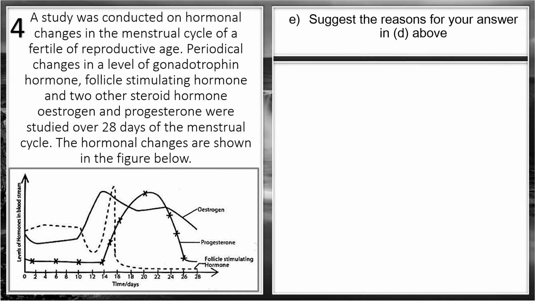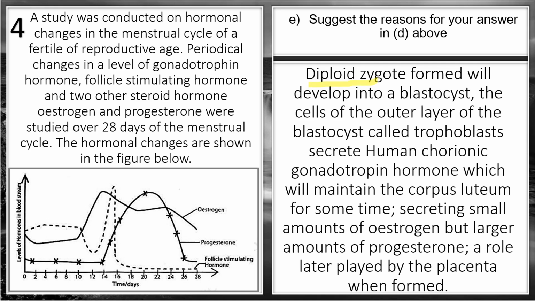Suggest the reason for your answer above. The diploid zygote formed will develop into a blastocyst. The cells of the outer layer of the blastocyst are called trophoblasts, which secrete human chorionic gonadotrophin hormone, which will maintain the corpus luteum for some time, secreting a small amount of estrogen, but later a larger amount of progesterone. This role is later played by the placenta when formed.